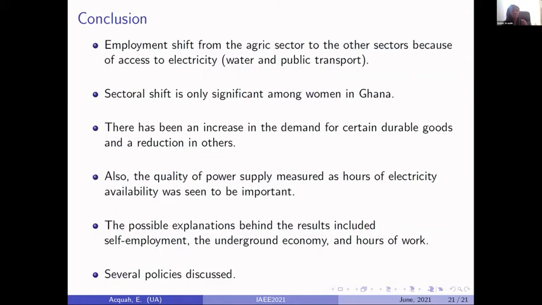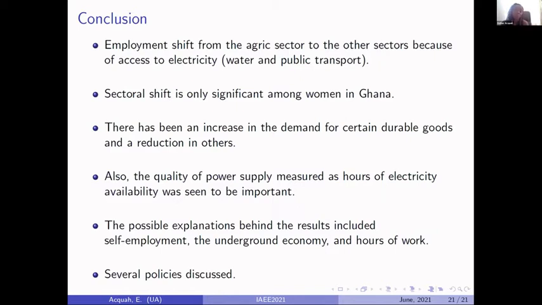So in conclusion, we have just shown you that there have been employment shifts from the agricultural sector to the other sectors because of access to electricity, water, and public transport. And this sectoral shift is only significant among women in Ghana. There has also been some increase and decrease in terms of the durable goods that one is looking at.